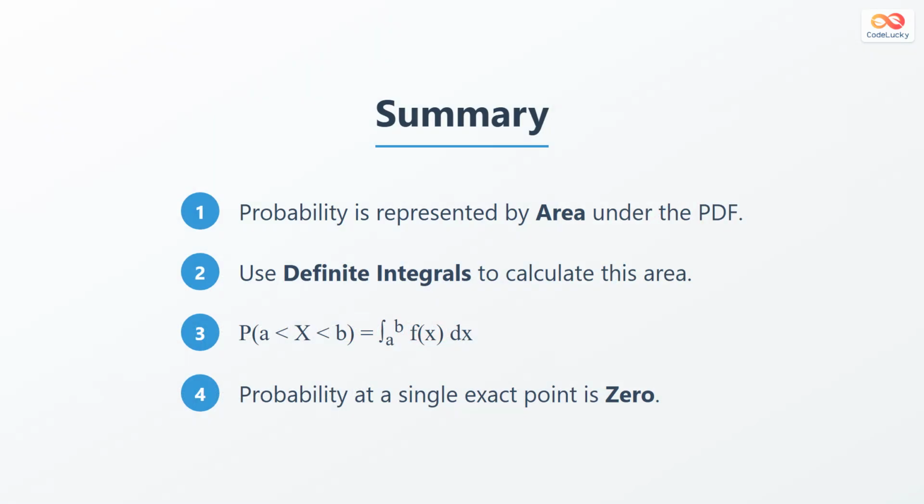To summarize, remember these 4 points. 1. Probability is area. 2. We calculate this area using definite integrals. 3. The formula is the integral from a to b of f of x, and 4. The probability at any single exact point is 0. Mastering these concepts is essential for working with continuous statistics.